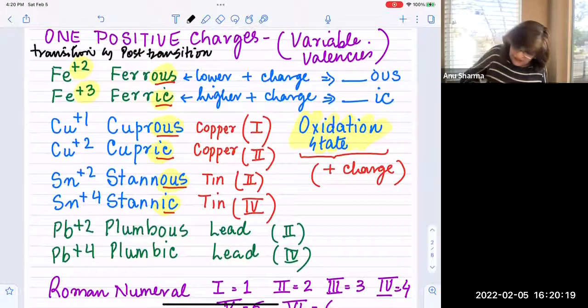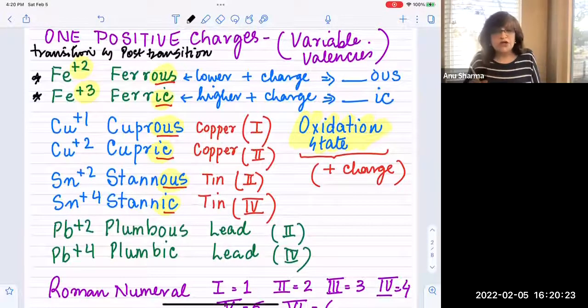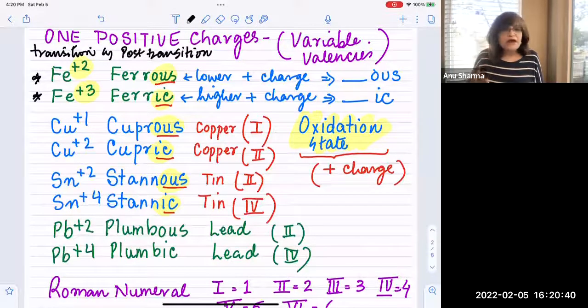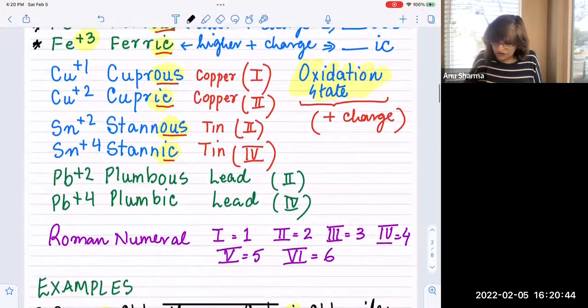So what we see here is that iron can form +2 and +3 charge. So how do we name this? Now, +2 is a lower valence state, in other words, lower oxidation state. And +3 is a higher oxidation state. Oxidation means a positive charge, which commonly means loss of electrons. That's the way we say it. So "ous" applies to a lower oxidation state and "ic" applies to the higher oxidation state.